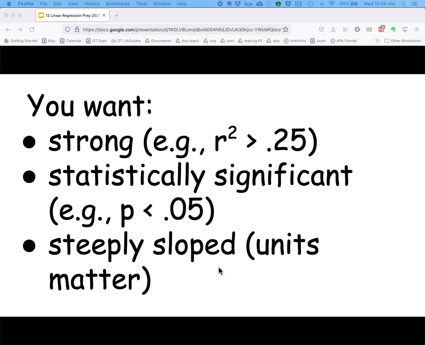If your units are days and your slope is 10, that means it takes 10 days to get 1 unit increase in handwriting quality. That's a big, big difference, right? So what you want to see is a steep slope so that a 1 unit change in the input variable, the predictor variable, leads to a big change in the outcome variable.